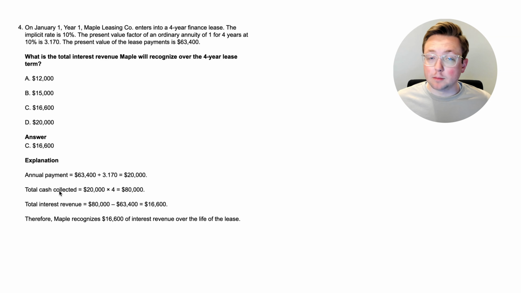Now we can figure out how much cash is collected. 20,000 multiplied by 4 equals $80,000. So over the course of the 4 years, $80,000 of cash will be collected. And the total interest revenue is going to be the $80,000 of cash less the actual present value, and that's $16,600. That difference there is the interest that is going to be received over the life of the lease. So again, $16,600 of interest revenue. That's how you do that. Now let's go to the next question.